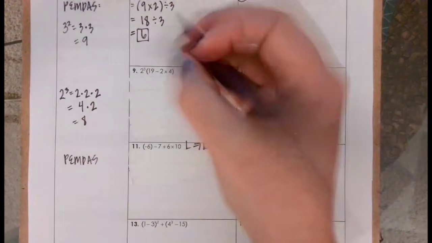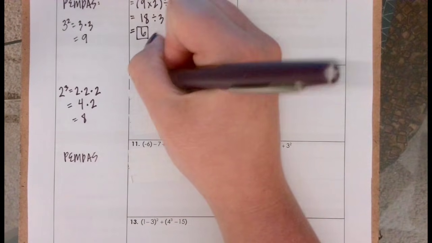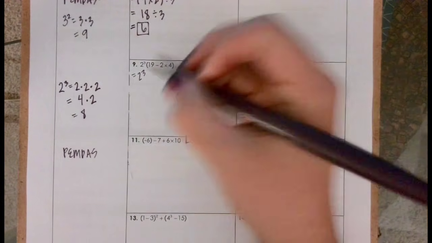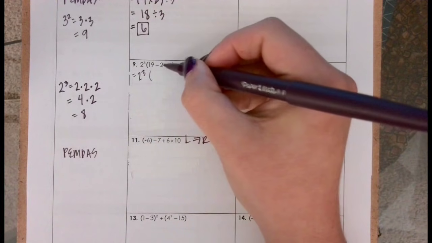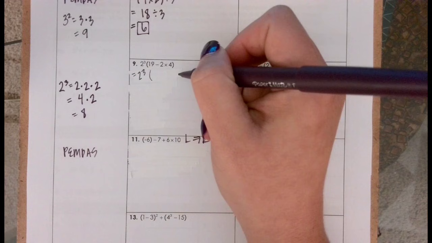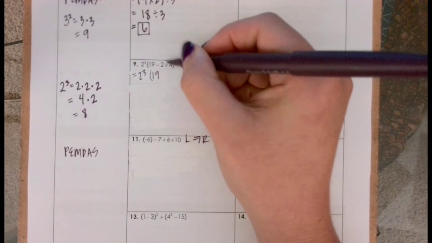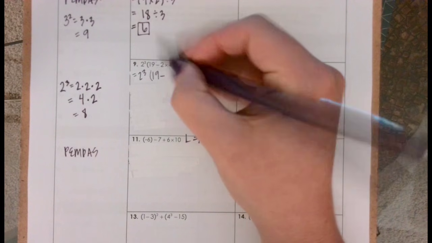Alright, so look at number 9. The first thing we're going to do is order of operations. Do I see parentheses? I do, so I need to deal with that first. So 19 minus 2 times 4. We're going to do order of operations inside the parentheses. We're going to start over again. I don't have any more parentheses or exponents. I do have multiplication. So 2 times 4, which is 8.